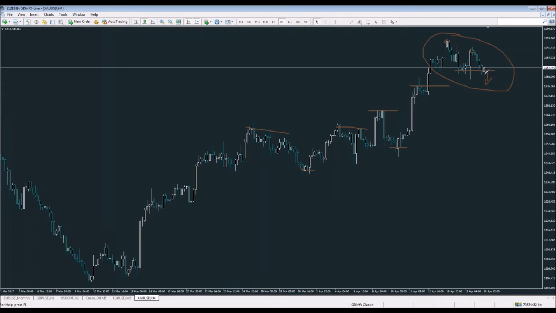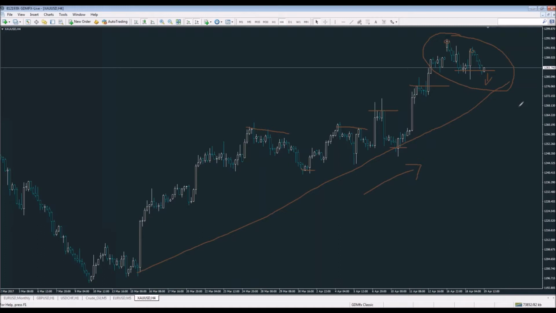Right now, what we see is a perfect case scenario for a possible, I'm saying possible, double top formation. It always happens on the top of an uptrend. Again, we have an uptrend. It's still valid.